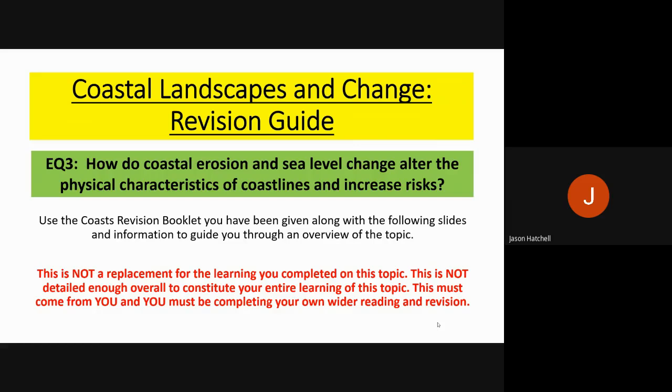Please make sure you're using your revision booklet for coasts along with this video. And please remember that this is not replacing what you've already learned. It's not replacing lessons. It won't be detailed enough to get you an A-star in A-level geography. But what it does do is remind you of the key things and content that we covered throughout the course in terms of coastal landscapes and change.